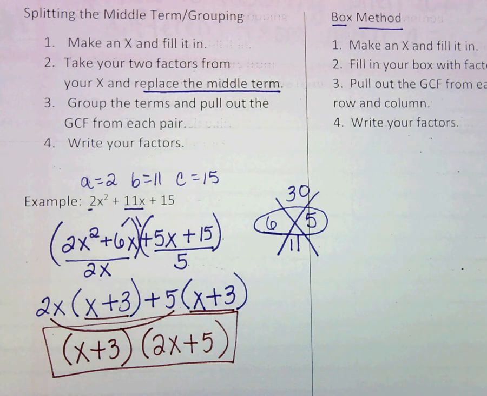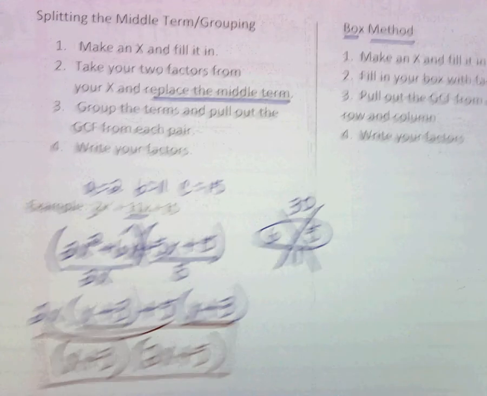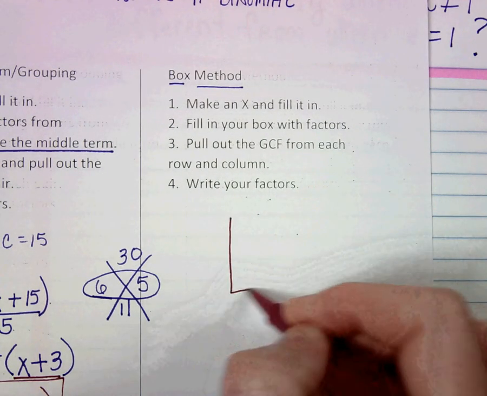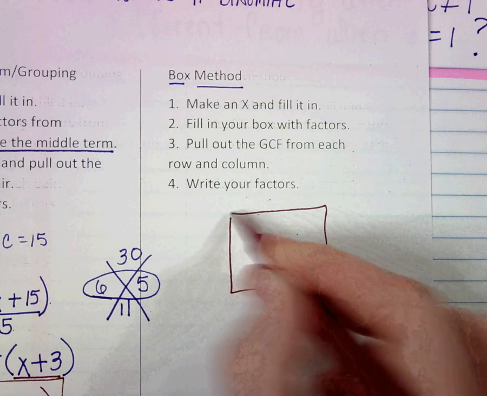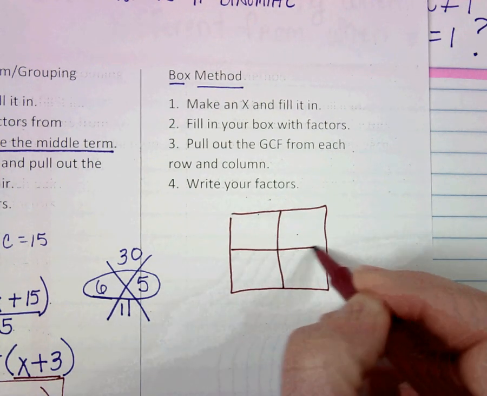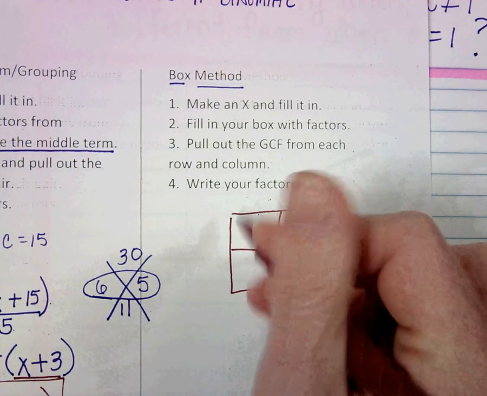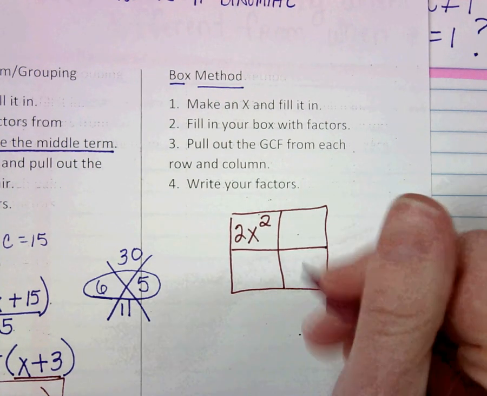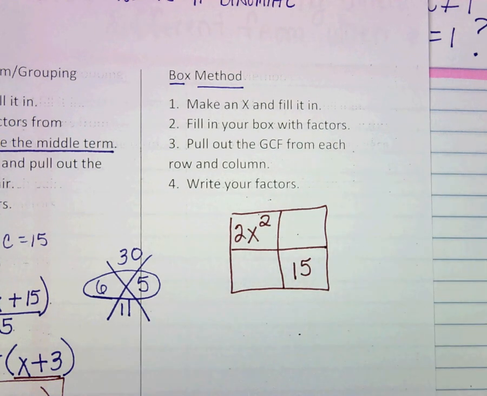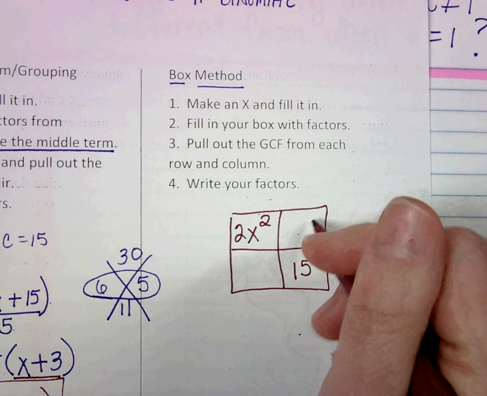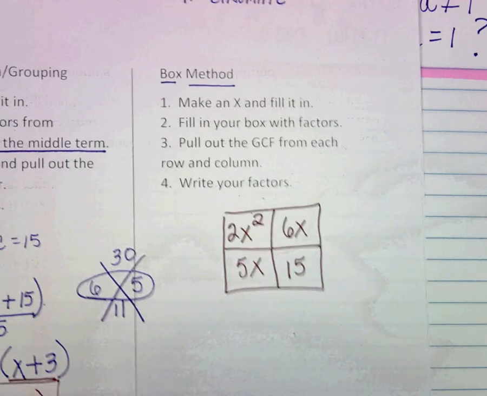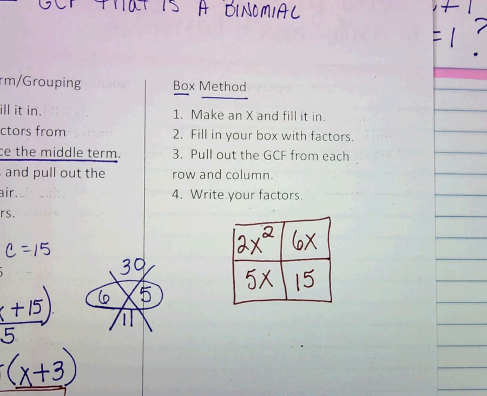Now, if you're going to use the box method, we would start out the same way with our x, but instead of rewriting and grouping, we would fill it into our box. This time we're going to put it inside the box. So our a term would go right here, our c term would go in the bottom right, and then we would have our factors that go in the two boxes. It doesn't matter which one you put where. So basically, it's the same thing. It's just you're organizing it into a box.